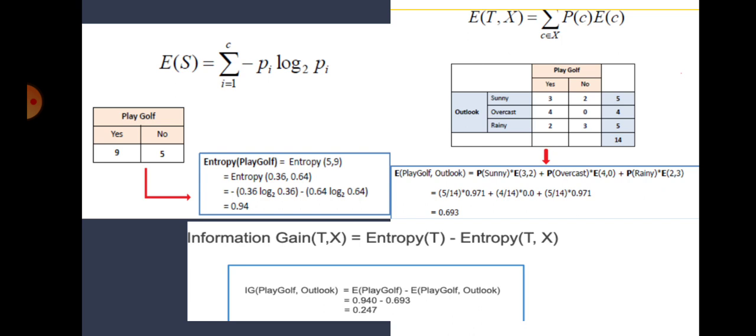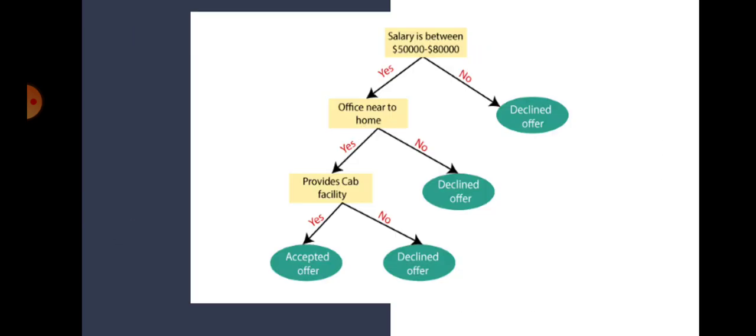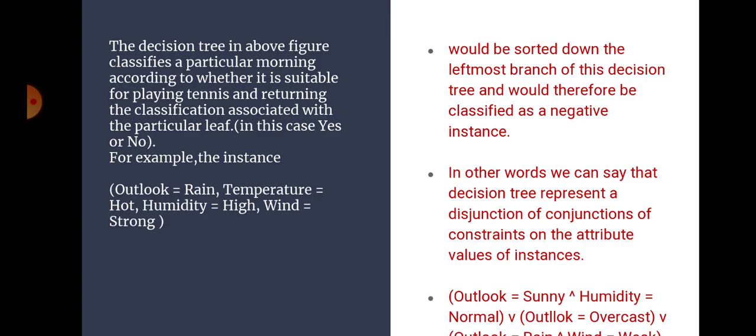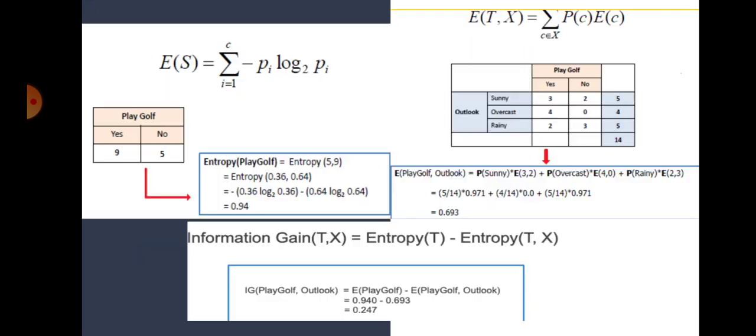Now similarly we can do this with other labels like temperature. So far we have taken only outlook into consideration. What others do we have? We have temperature, humidity, and wind. When we find the information gain for all the labels, whichever has the highest information gain, we will take it first and split on it. In this way, by checking the information gain value, we develop our decision tree.